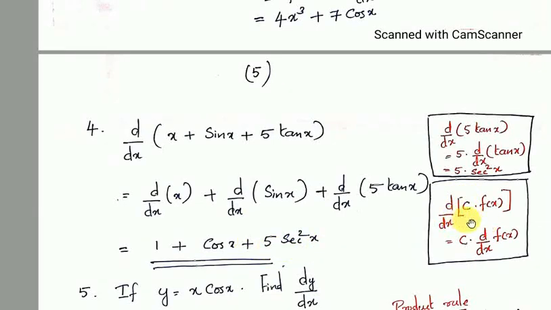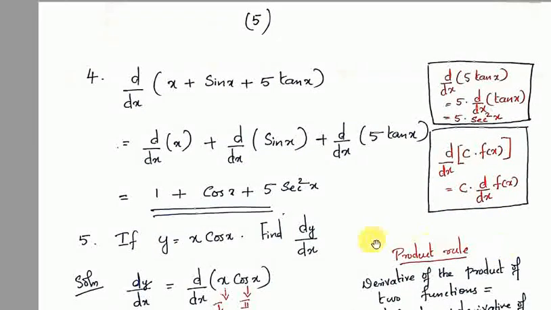This is a form of d by dx of c into f of x, where c is a constant. f of x means function of x. Instead of that function of x, here it comes tan x. So c into d by dx of f of x. c is a constant, we can take it outside. Then you have to find the derivative of that function f of x.